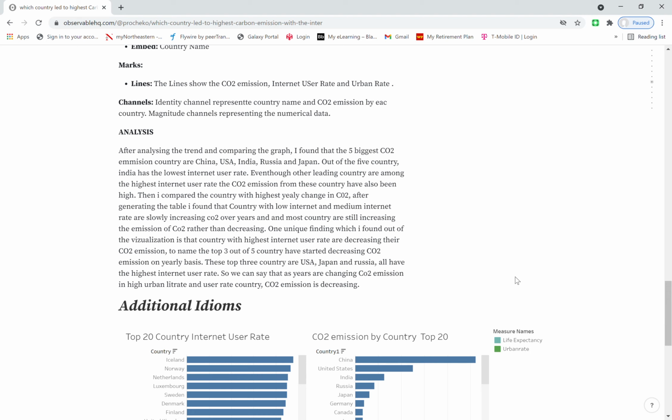One unique finding from the visualization is that countries with the highest internet user rate are decreasing their CO2 emission yearly. To name the top three out of the five countries that have started decreasing CO2 emission on a yearly basis: these are USA, Japan, and Russia. All have the highest internet user rate, so we can say that as years change, CO2 emission in a high urban literate and high user rate country is decreasing.